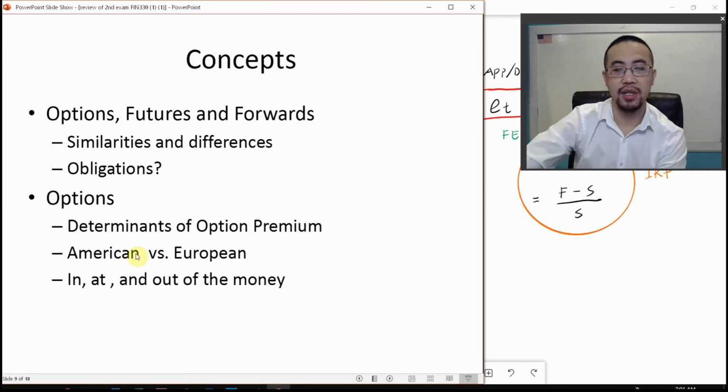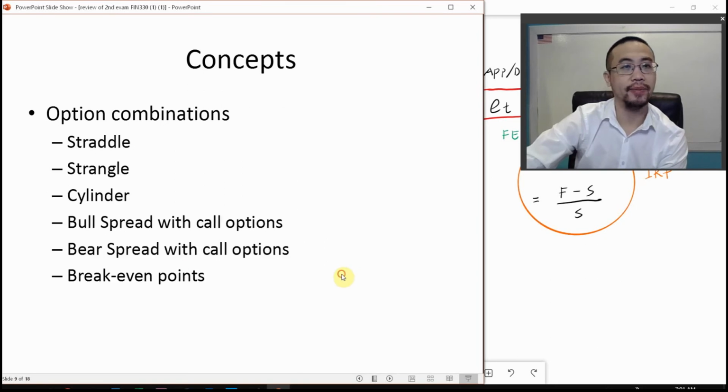And then you should know the concepts of American options and European options. Basically, American options can be exercised anytime before expiration, and European options cannot be exercised before the expiration or maturity. And you should know the concepts of in the money, out of the money, and at the money. At the money is a break even. In the money means if you exercise the option today, you can make a profit. Out of the money means if you exercise the option today, at this status, you will lose money.